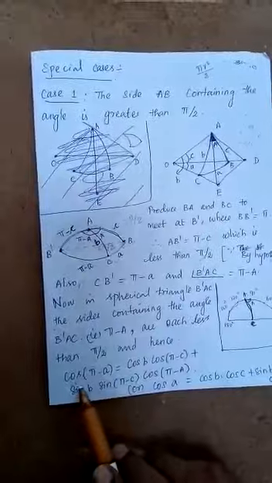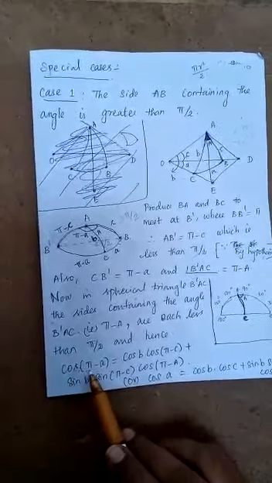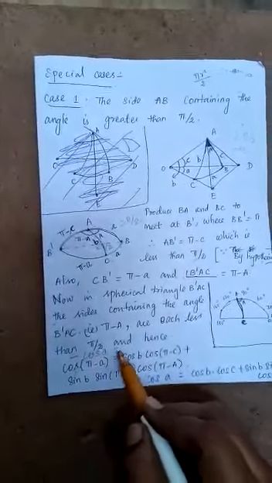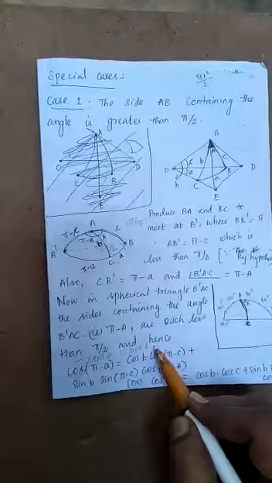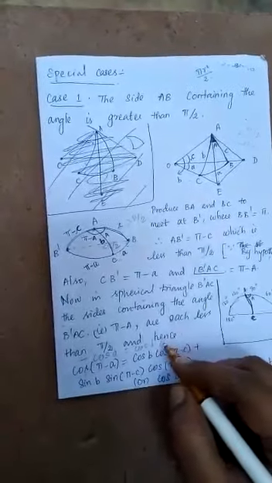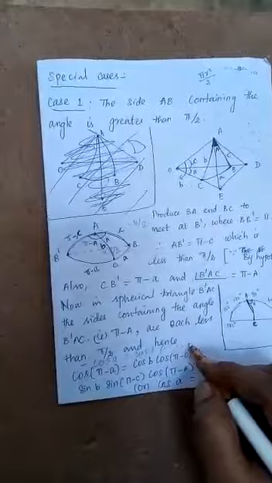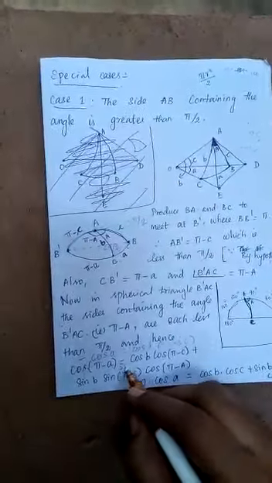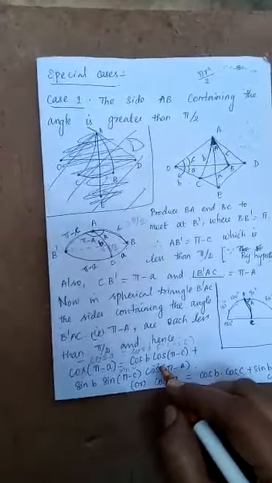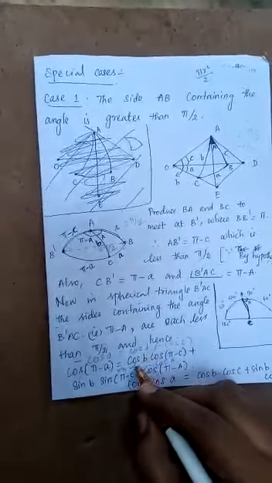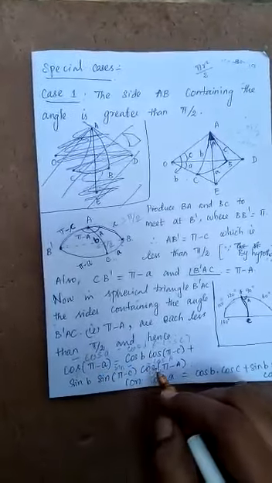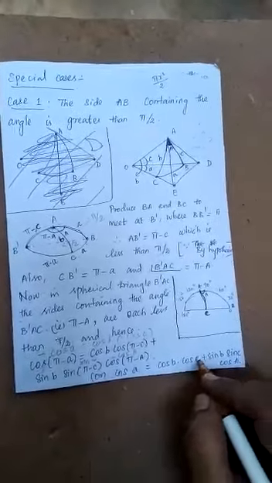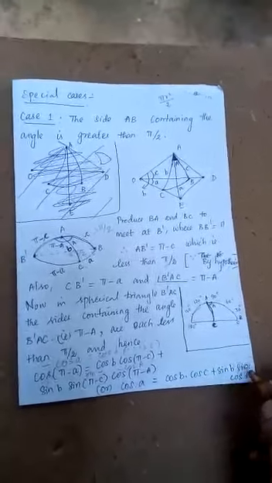By the property, cos(180 minus theta) is minus cos theta. So here we get minus cos a, cos b into minus cos c, plus sin b, and sin(180 minus theta) is sin theta, so sin c, into minus cos A. Taking minus as common, the minus signs cancel. So finally we get cos a is equal to cos b into cos c plus sin b into sin c into cos A.